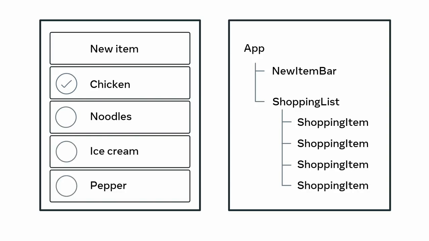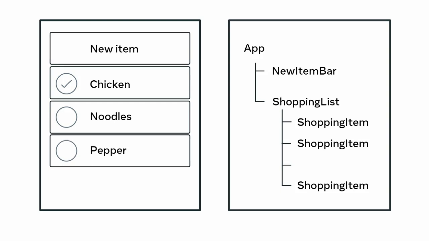Even though the item itself might be different, such as chicken or noodles, it is displayed in the same manner as other items. Therefore, you can reuse the shopping item component to display multiple items. When a user ticks off the items, the list will update and remove the corresponding shopping item child component from the shopping list component.